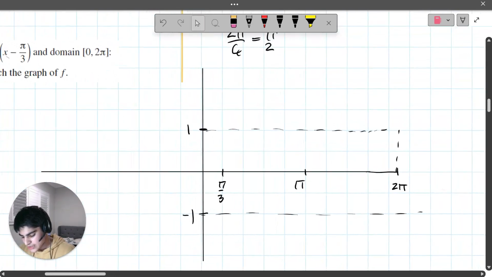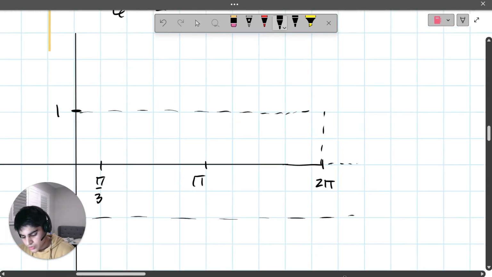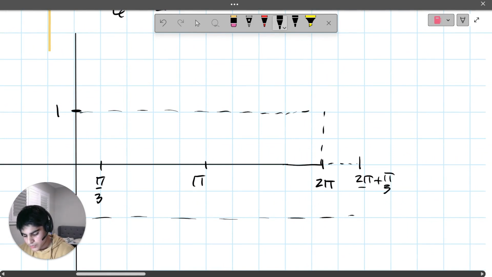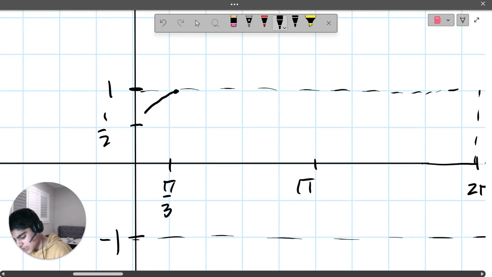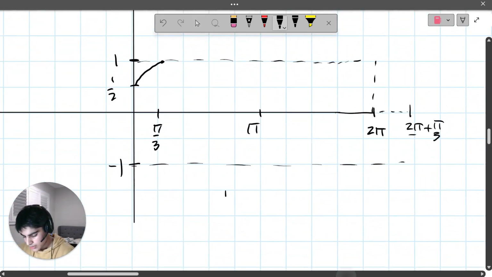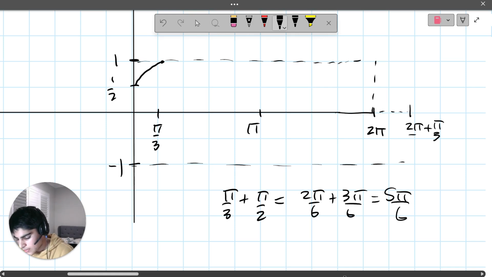Because this is translated pi on 3 units to the right, the theoretical cycle should end at 2 pi plus pi on 3, but because our domain is only 2 pi, I'm not going to count it. Pi on 3, okay, we start here. F of 0 is 1/2, so we'll sketch this. Pi on 3 plus pi on 2 equals 2 pi on 6 plus 3 pi on 6, which equals 5 pi on 6. This is approximately here.